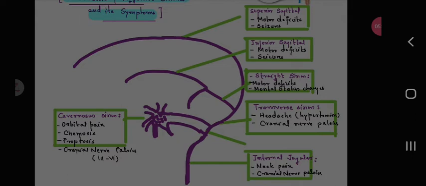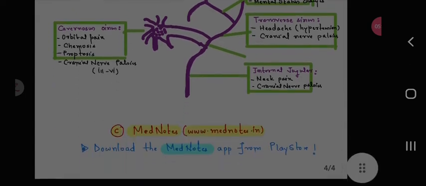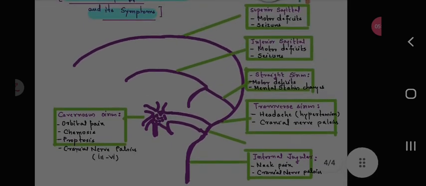hypertension, cranial nerve palsies. Internal jugular vein: neck pain, cranial nerve palsies. Cavernous sinus: orbital pain, chemosis, proptosis, cranial nerve palsies 3 to 6, that is 3, 4, 6.